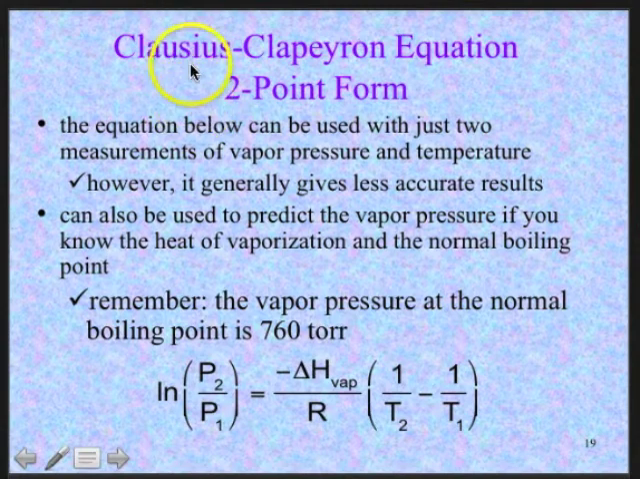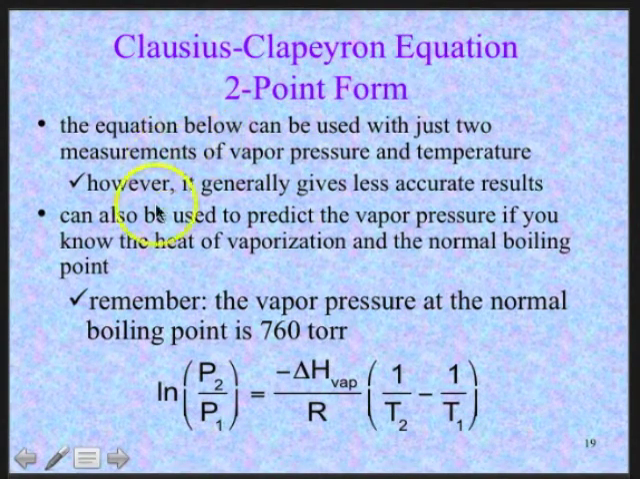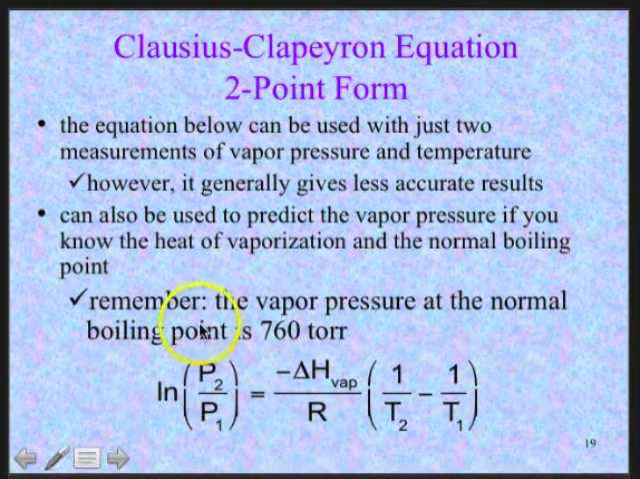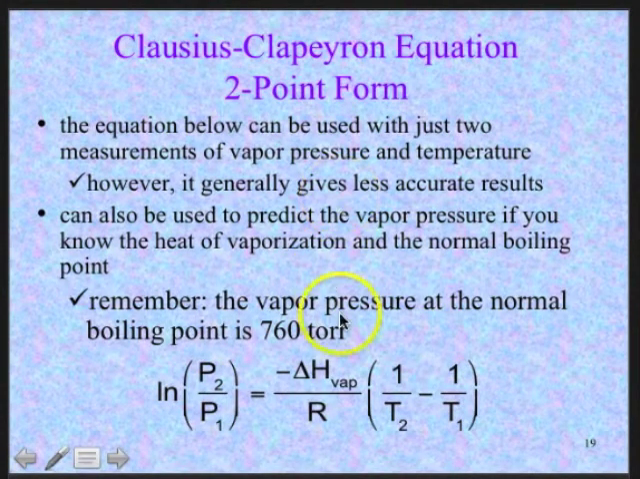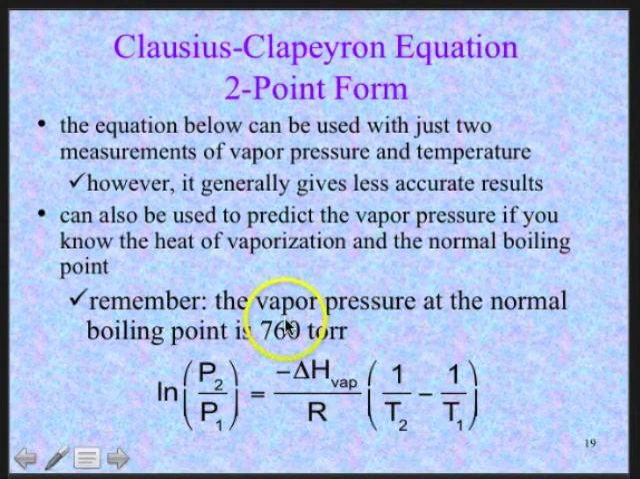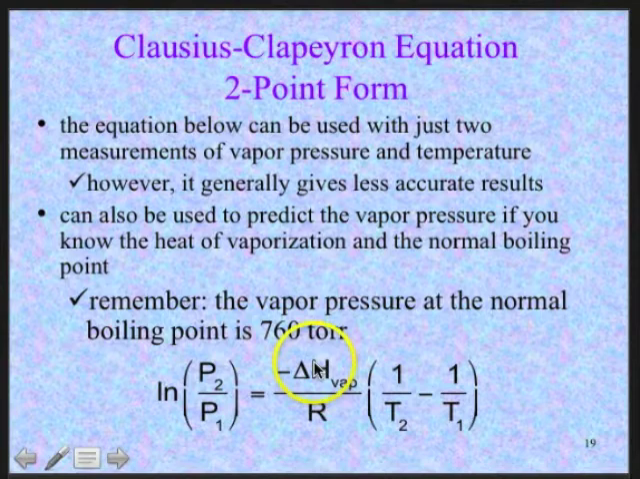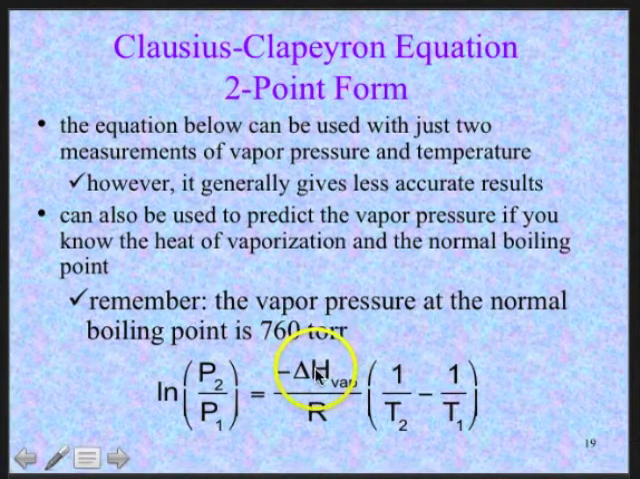There's a two-point form for the Clausius-Clapeyron equation as well, and the equation right here can be used with just two vapor pressures and two temperatures. It's not as accurate as having a whole series of vapor pressure and temperature data. It can be used to approximate the heat of vaporization of the liquid that you're talking about.